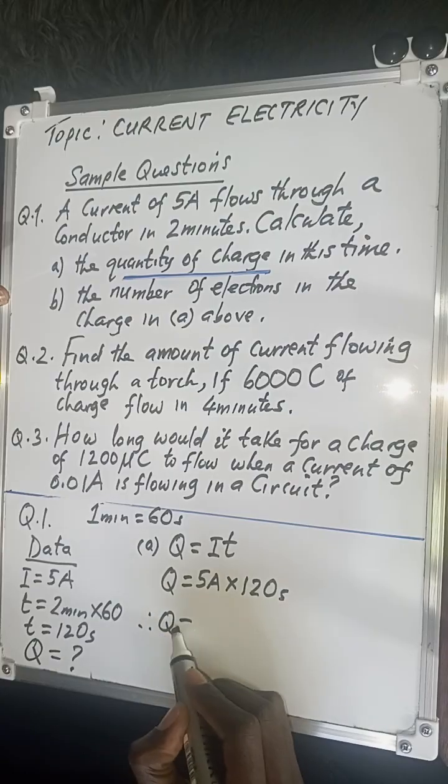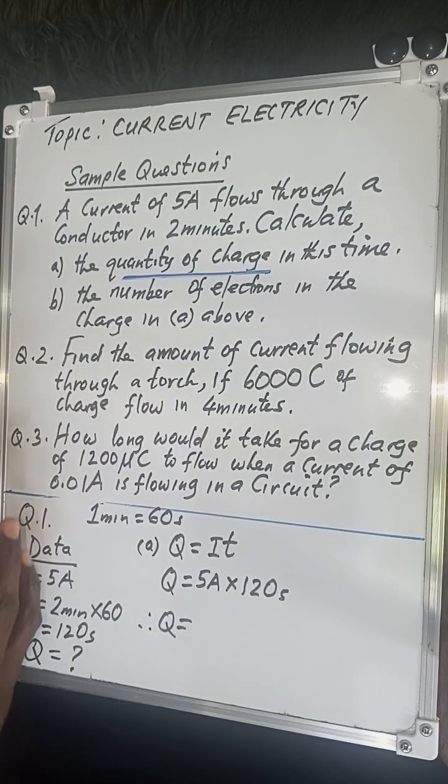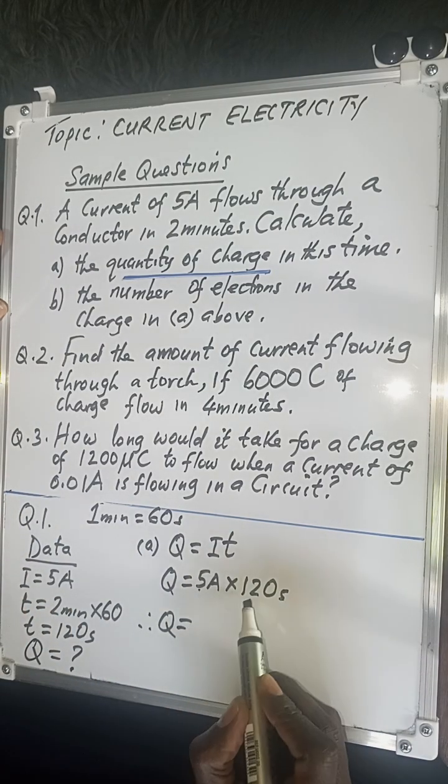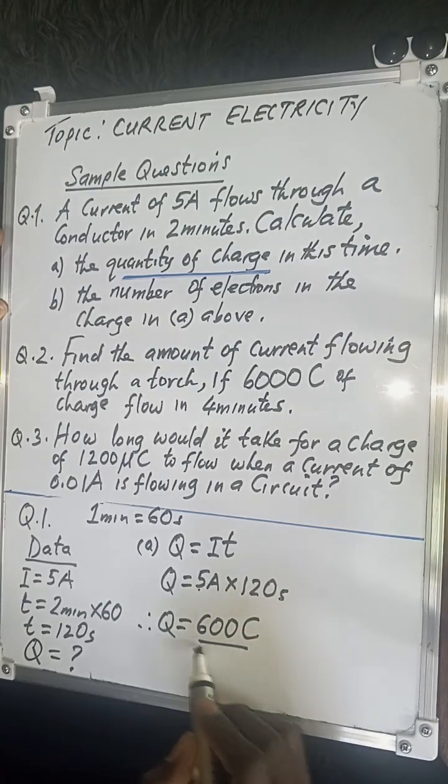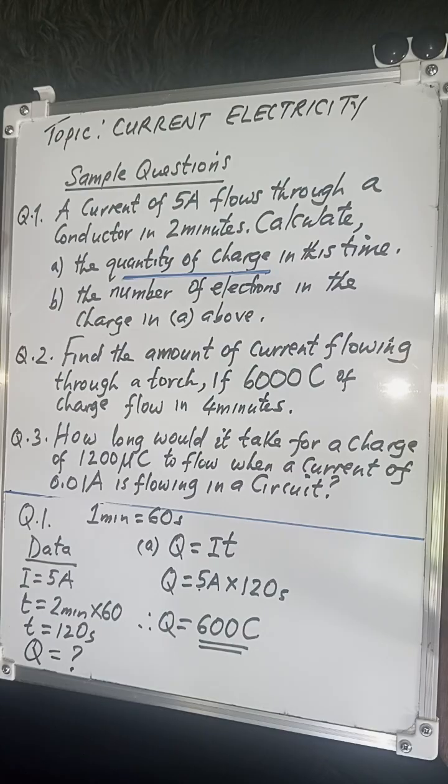Therefore, my charge will be equal to, using a calculator, 5 multiplied by 120, that is going to give me 600. Remember, 5 times 12 is 60, and another 0, and coulombs there, which is a capital letter C. So this is the way you can go about answering the first part of question number 1.